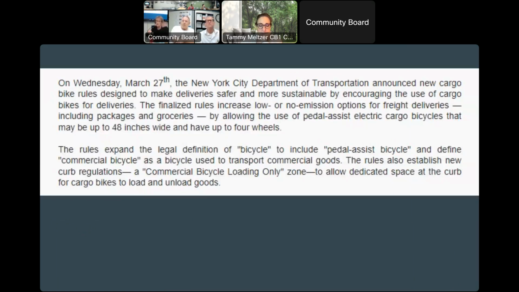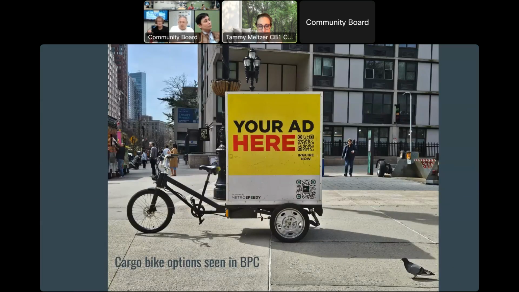Oh, yeah, the new cargo bike rules, which I've gone over already. Now you know that they're out there. We can have up to 48 inch. So I looked around the neighborhood and asked people to tell me, within a block or two of where I live, so I took pictures of them.